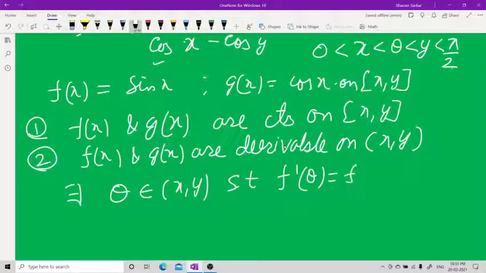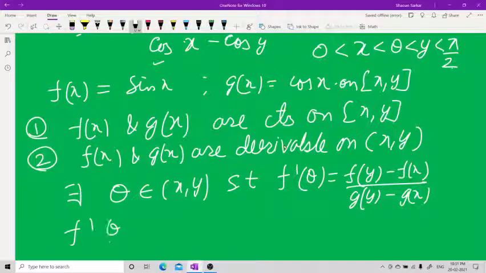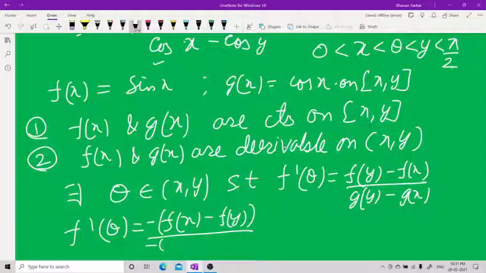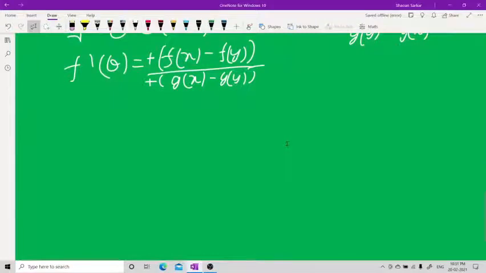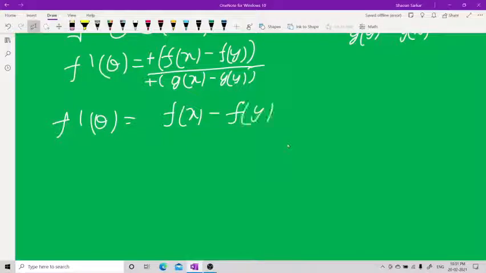f of y minus f of x upon g of y minus g of x, from which we can take a minus common out. F'(theta) can be written as f of x minus f of y, take a minus out common, upon g of x minus g of y. Take one minus common from the numerator and one minus from the denominator, they cancel out. Therefore, you have f'(theta) equal to (f(x) minus f(y)) upon (g(x) minus g(y)).